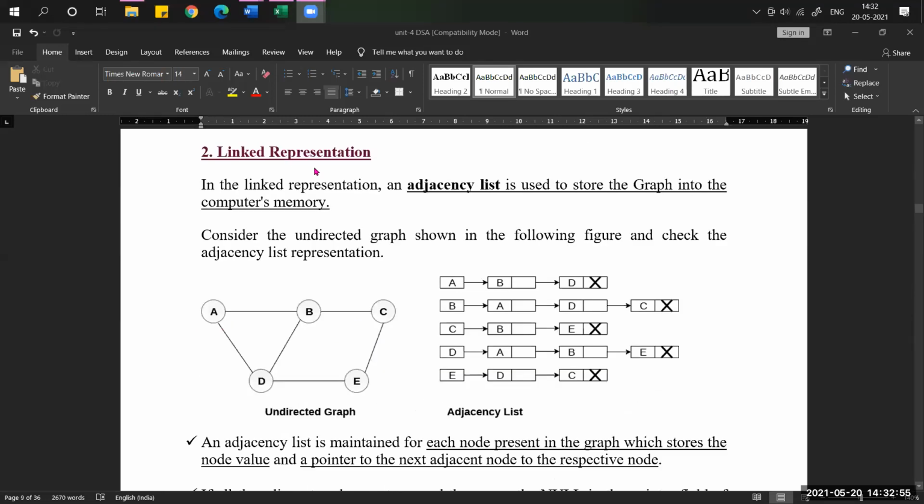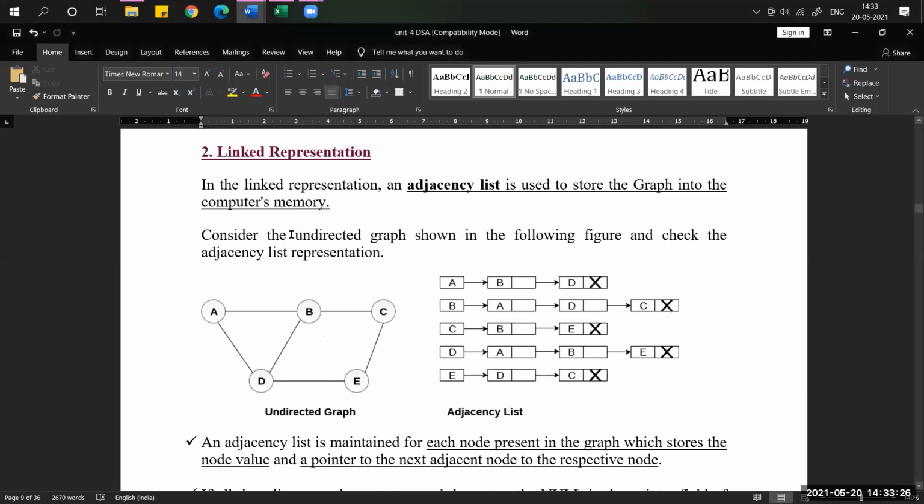Linked representation. Linked means here you have to remember a node. A node has some fields. What are those fields? Data field and link field. Data contains the vertex name. Link contains the next vertex address. Here also it is the same thing, we will talk about three types of graphs. The first one is the undirected graph.